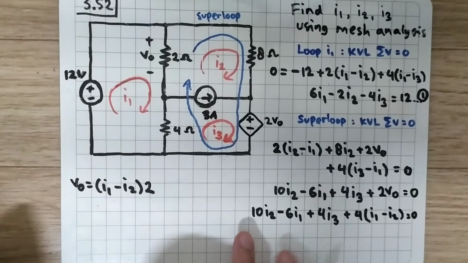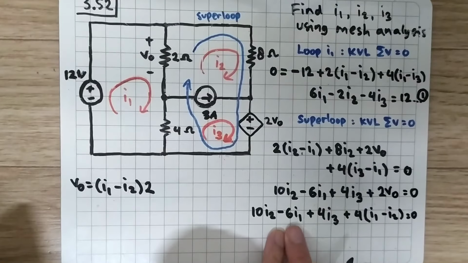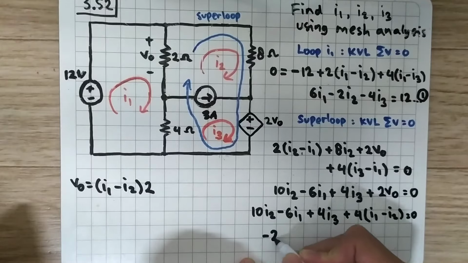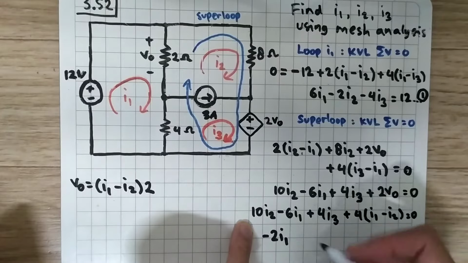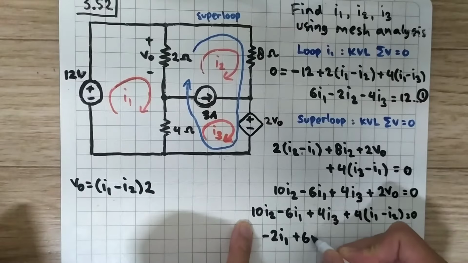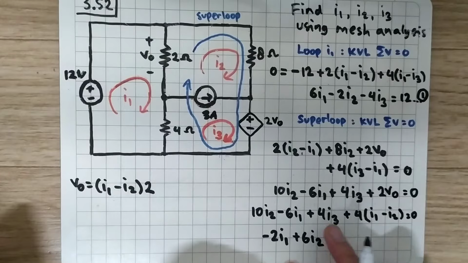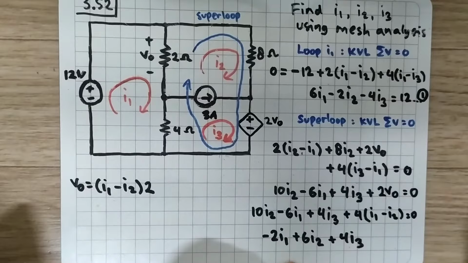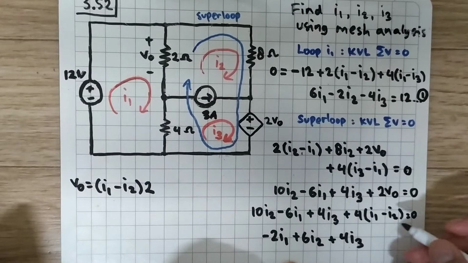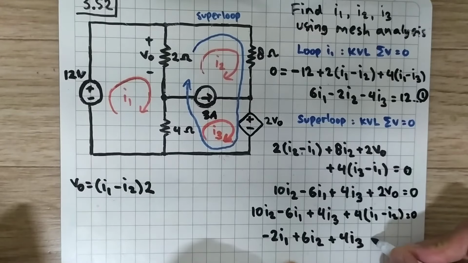And what can we do here? We do some algebra again. For I1, I have minus 6 plus 4, which is minus 2 I1. And for I2, I have 10 minus 4, which is plus 6. And for I3, I have only 4 I3. And that will equal to 0. And let's save this as equation number 2.